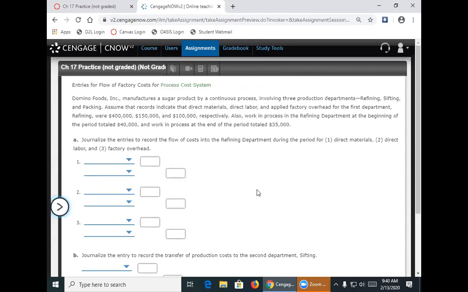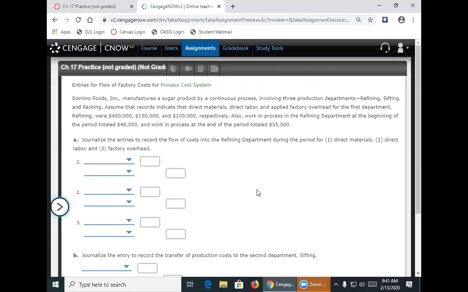So we know our direct materials came from the materials account. And then for labor, we would debit work in process and credit wages payable, and then overhead would go to overhead. So basically I just gave you all the journal entries, right? Yeah, it's that easy. But it's the same cost flow, okay?